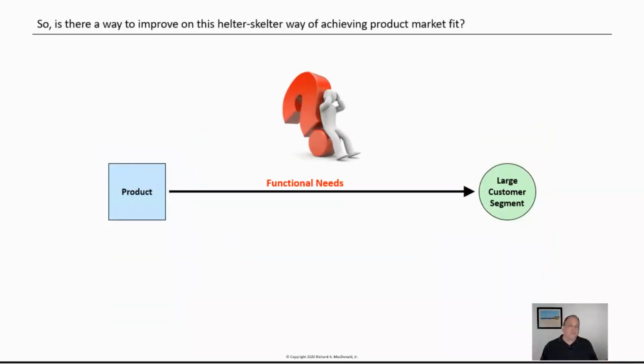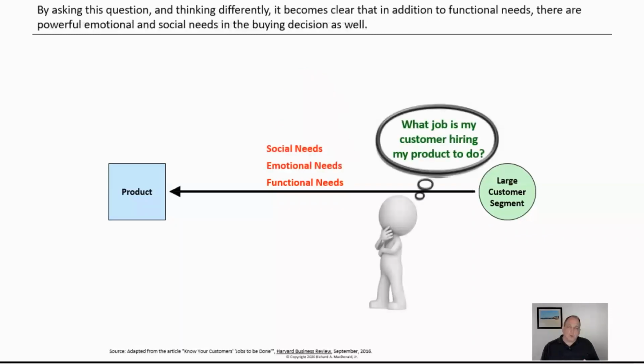So, is there a way to actually improve the odds of achieving product market fit in this helter-skelter environment? Well, it turns out there is. To do that, it requires you to think differently and ask a key question of yourself and of your company and of your product. And that question is, what job is my customer hiring my product to do? So you actually have to put yourself in your customer's shoes, which we emphasize all the time at 500 Startups to make sure we're achieving product market fit. And then look back, but ask the key question, what is my customer hiring my product to do?